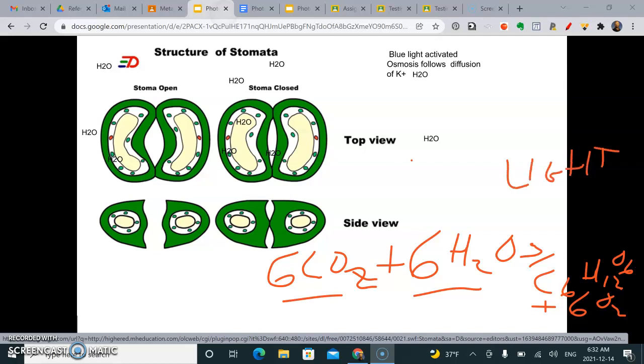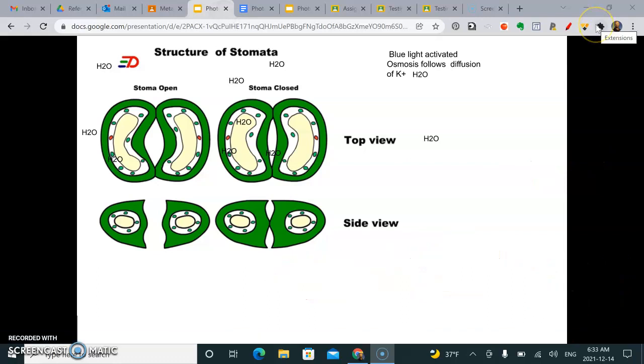Okay, and so at nighttime, the stomata will close to help prevent that water loss, also in the heat of the day. And we're going to get into some adaptations that plants have to prevent water loss later on. All right, so the first part, how do these guard cells know when to open? Well, it's activated by blue light.